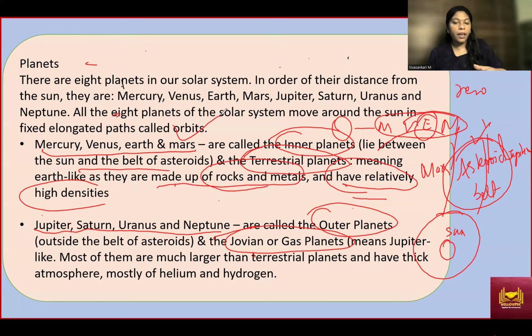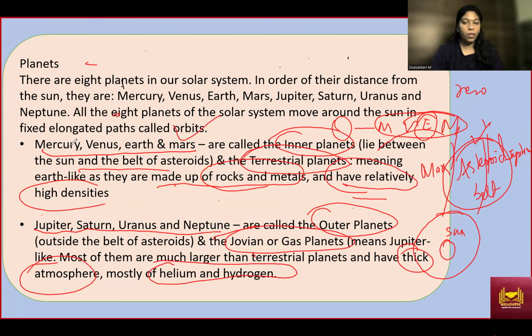Then gas giants, what does it mean? They are very big, larger compared to terrestrial planets, and they have a thick atmosphere. But in terrestrial planets, the atmosphere is very thin. Mostly they are made of helium and hydrogen only. Helium and hydrogen. Okay. Now we'll go to the next slide.